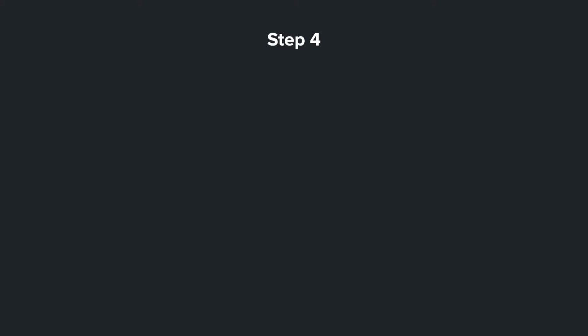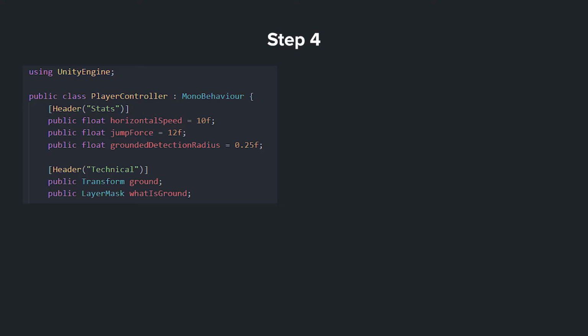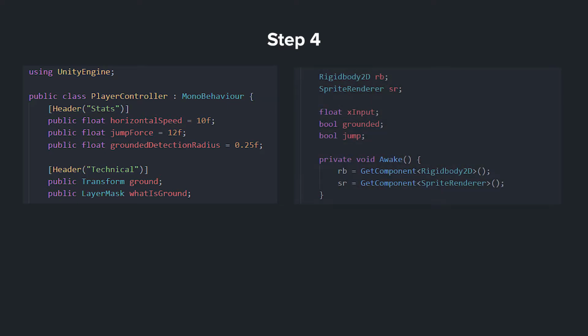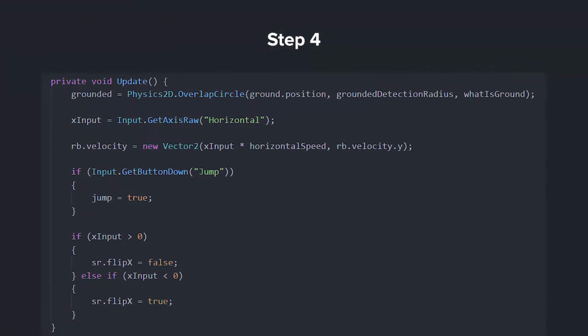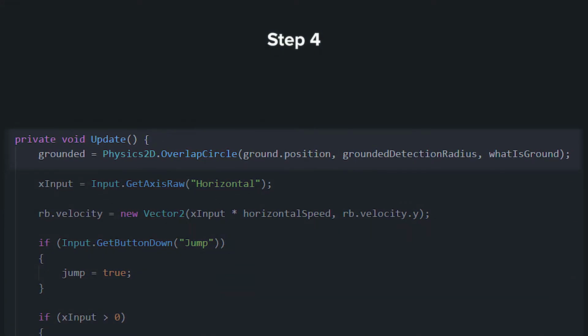Step 4. Write the player controller script. First, define some variables such as speed, jump force, ground check radius, ground check position, and a ground layer mask. Reference the attached rigid body and SpriteRenderer using GetComponent. Then, execute this code each frame. Check if we're on the ground or not using the method Physics2D.OverlapCircle at the position of our ground check object in the selected radius, targeting the selected layer. Assign this value to a bool.